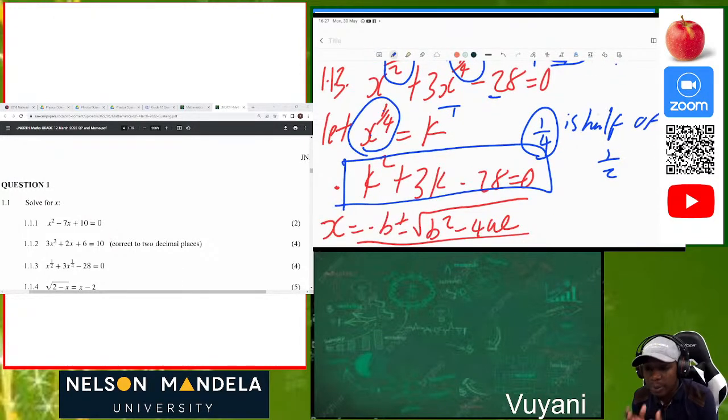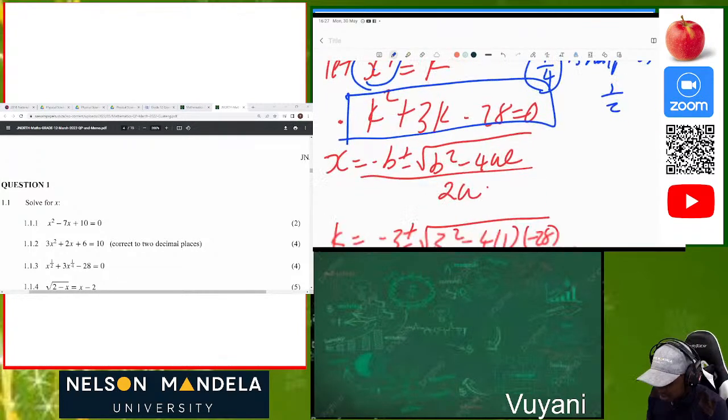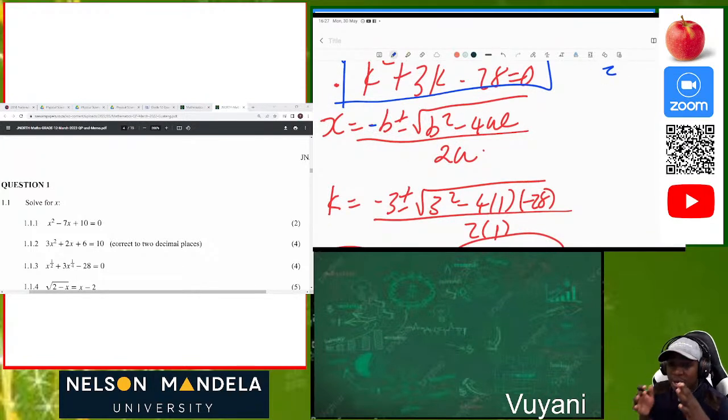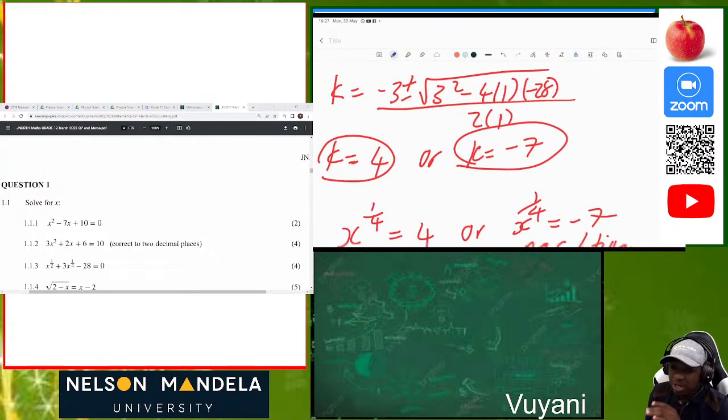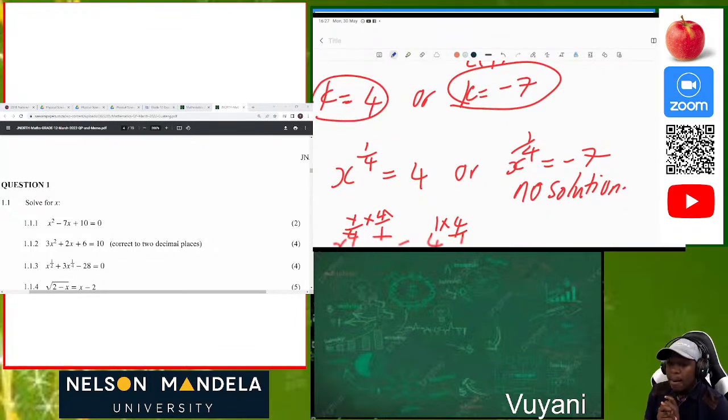Then we use our quadratic formula. Using our quadratic formula, x is equal to negative b plus or minus the square root of b squared minus 4ac, divided by 2a. But bear in mind that the quadratic equation which you have formulated is in terms of k. So you must start by writing k is equal to, so that we can see that you are solving for k, not for x. Then you substitute your values, and you get your k value to be equal to 4, or your k value is equal to negative 7.